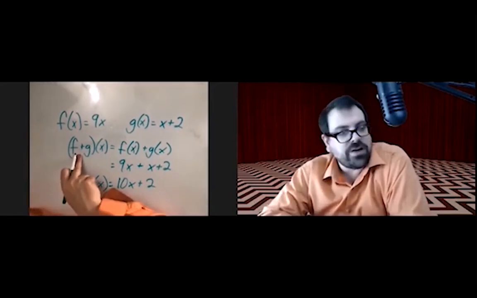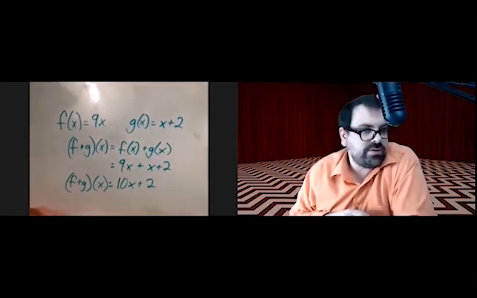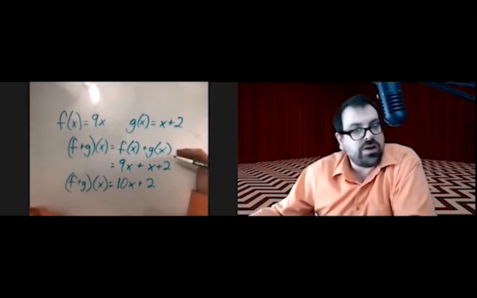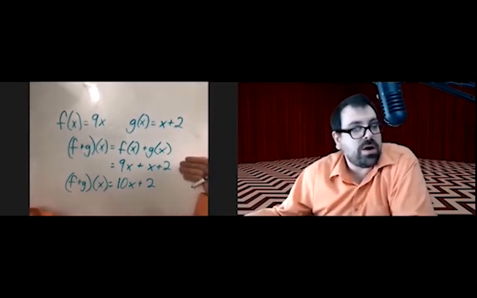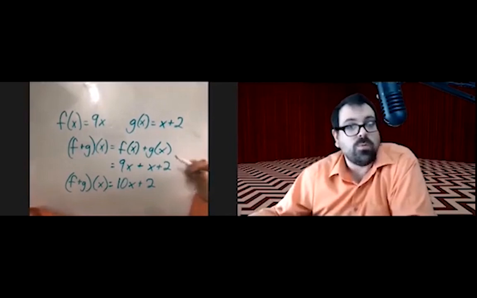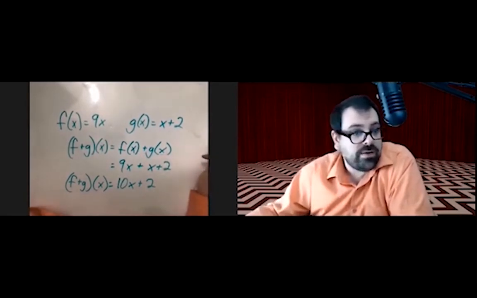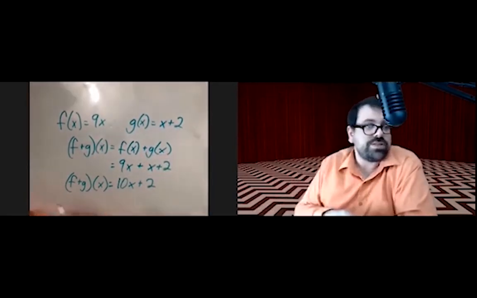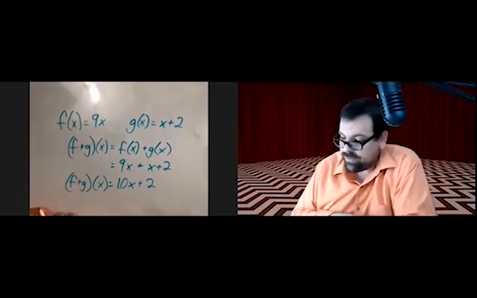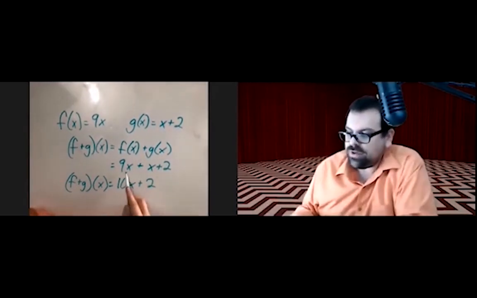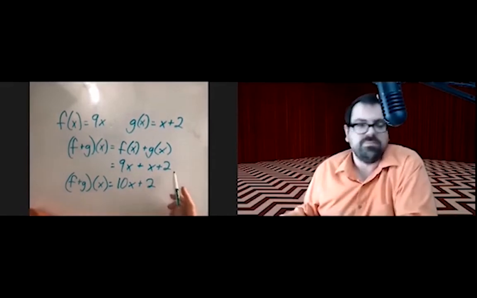To get the addition function, we add the functions together. And adding functions is no different than adding polynomials or adding whatever they end up being. It's just a new notation that we're getting used to. We know how to do 9x plus x plus 2 already.